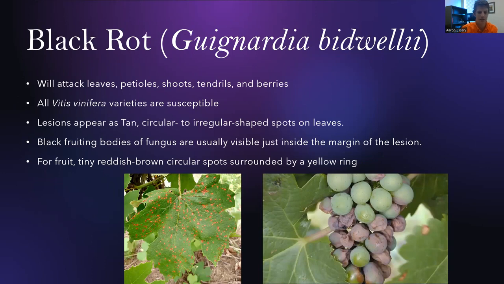But it appears, in that bottom left corner, as just brown speckled lesions on the leaves, on the rachis, on the petioles, on the shoots. Black fruiting bodies of the fungus are usually visible inside the margins. So even though it's a brown spot, if you look inside that spot, you'll see a black ring. That's black rot. For fruit on the right, it looks like that: tiny reddish brown circular spots, and it just deteriorates the berry. So this is called black rot, and it's pretty common. Usually early in the season, April, May.